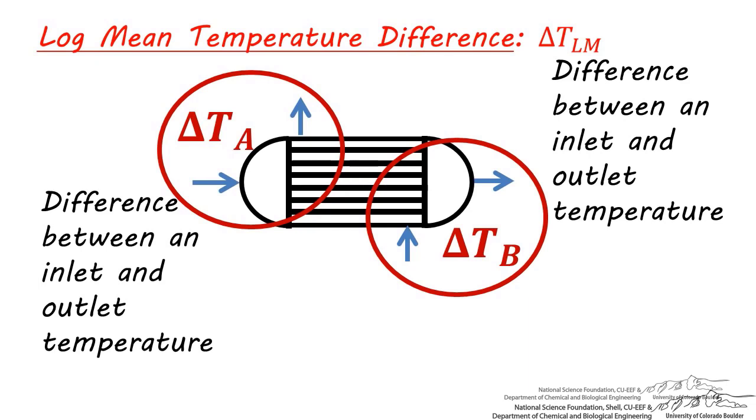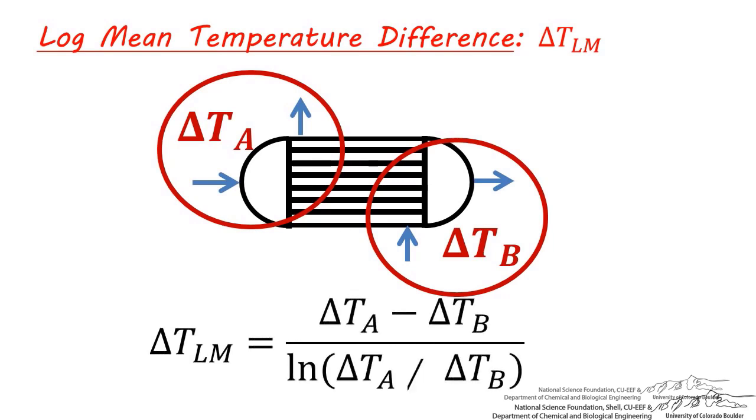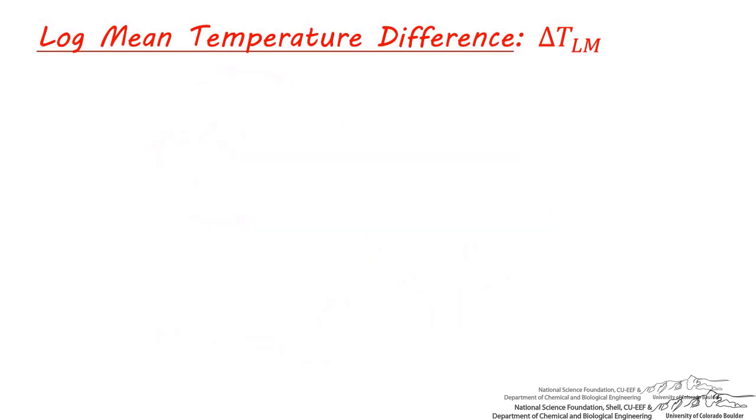Once we've calculated delta T sub A and delta T sub B, we can then use this formula to determine the log mean temperature difference. Here are some things to keep in mind when using log mean temperature difference.